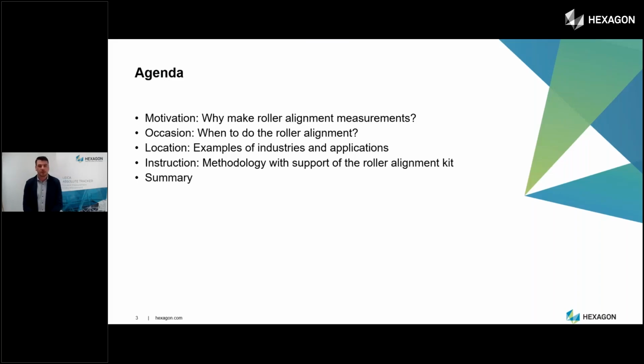I would like to start with the agenda. Why we do a roller alignment, and when it has to be done. Then the location, which means in which industry and which application it is used. Then we will also show you how to do it with some video examples, with Nick as the application engineer. Then we have a quick summary, and feel free to ask questions on the right hand side. You have a tool, and all your questions will be answered during the session or afterwards.